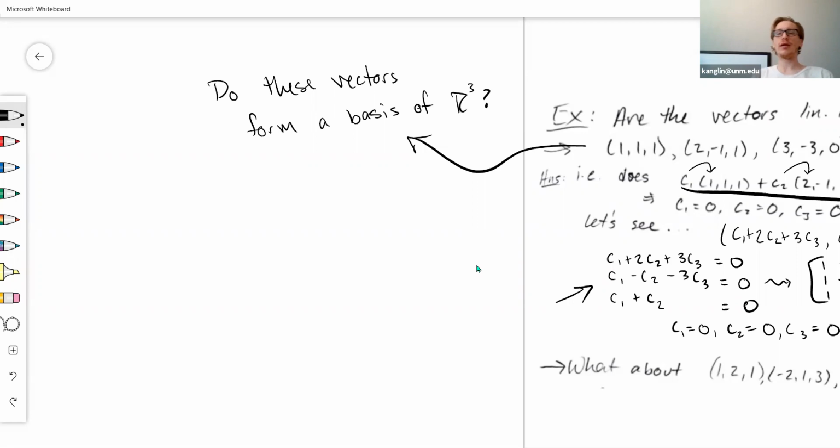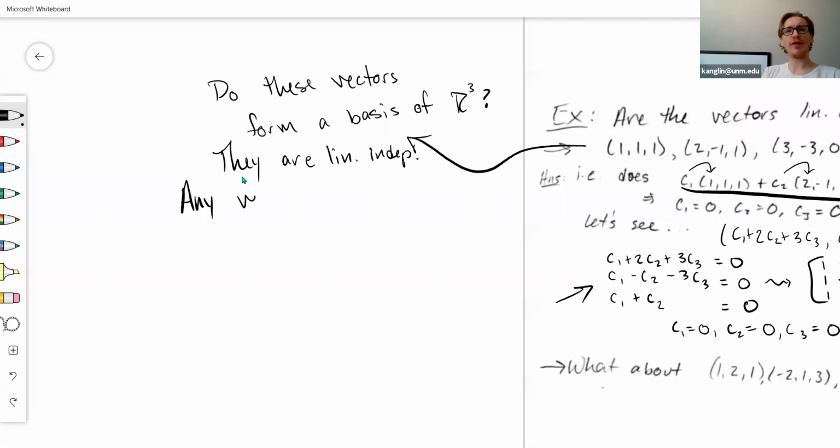Right, we already showed they're linearly independent. But how would you show that this set of vectors does or does not span R3, right? Those 2 requirements, linear independence and span, are all we need to show that this set of vectors is a basis. Well, to check this, in order to show that we have a basis, we need to say that any element of R3 can be written as a linear combination of these vectors.